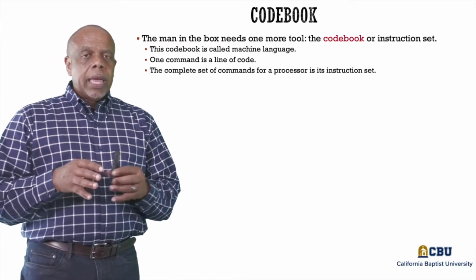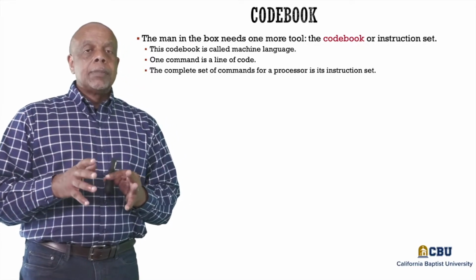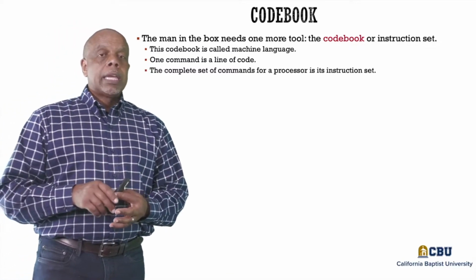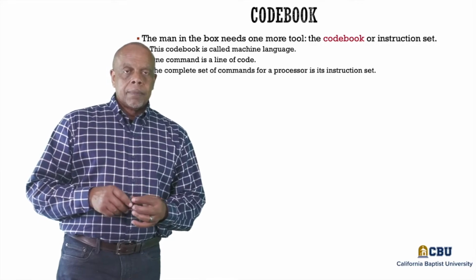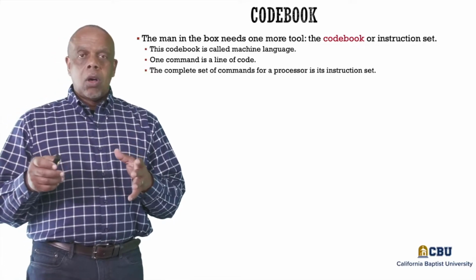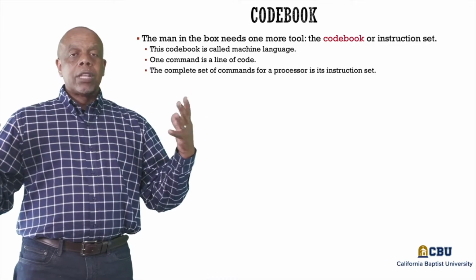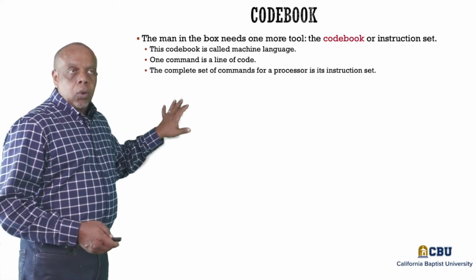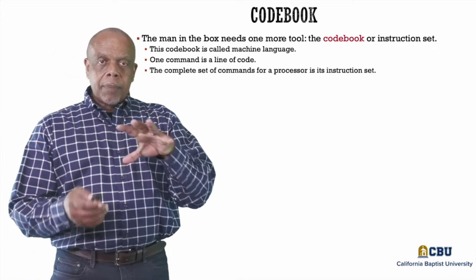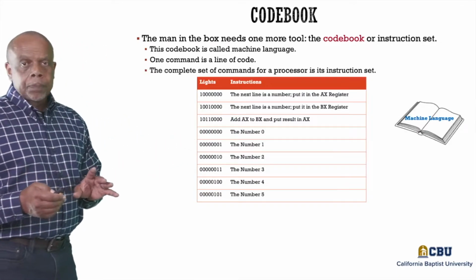But somewhere along the way, if we're writing a program in C, C++, whatever it may be, it has to be translated to machine language before that CPU can execute and understand it. It has to be transcoded into machine language, because that's all that CPU understands, no matter how sophisticated our higher level languages get. One command is what we call a line of code, and the complete set of commands that a processor needs is called the instruction set.